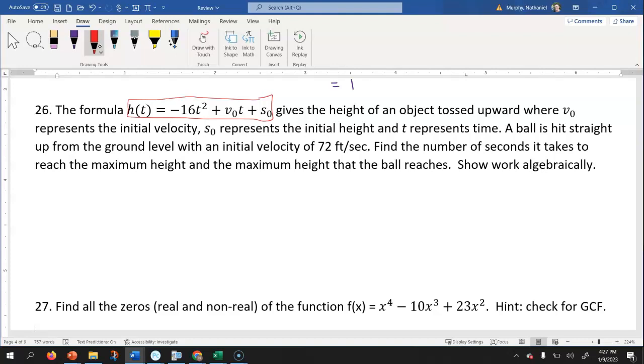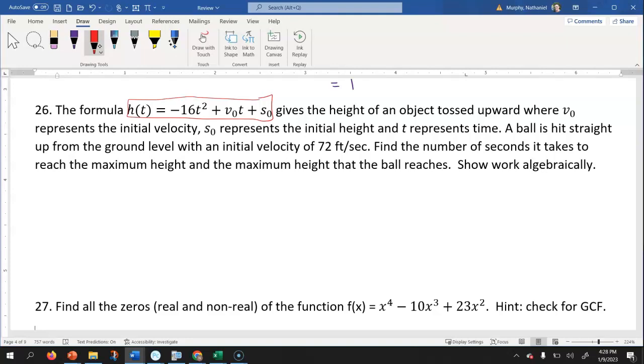So a ball is hit straight up from the ground level with an initial velocity of 72 feet per second. Find the number of seconds it takes to reach the maximum height the ball reaches, and we also want to figure out what the maximum height the ball reaches is. We're going to show our work algebraically. The reason why, remember, on your final you cannot use your graphing calculator, so we're going to have to do this using algebra. It's actually not that difficult. You just need to understand what we're looking for.